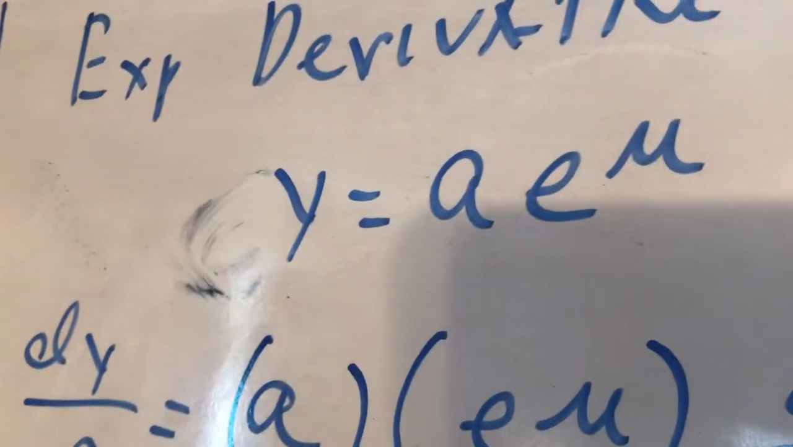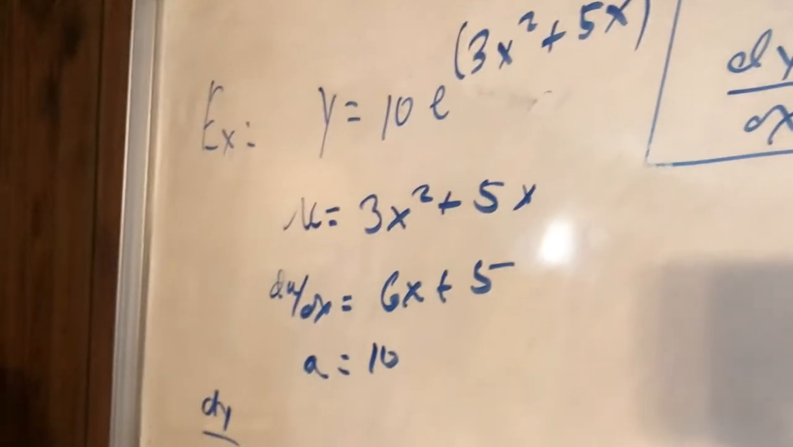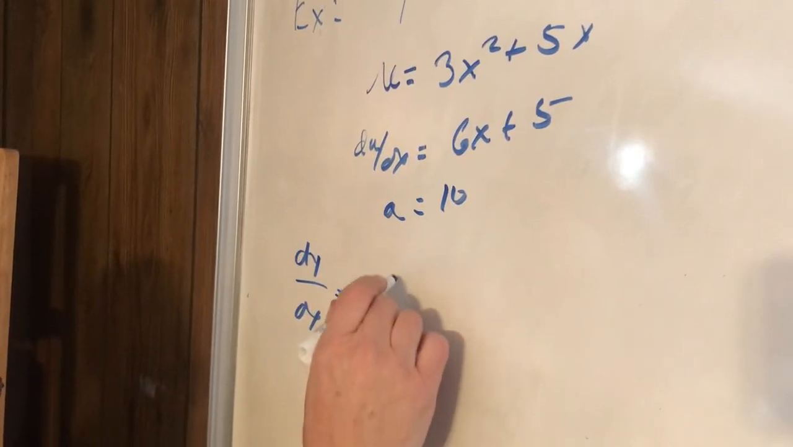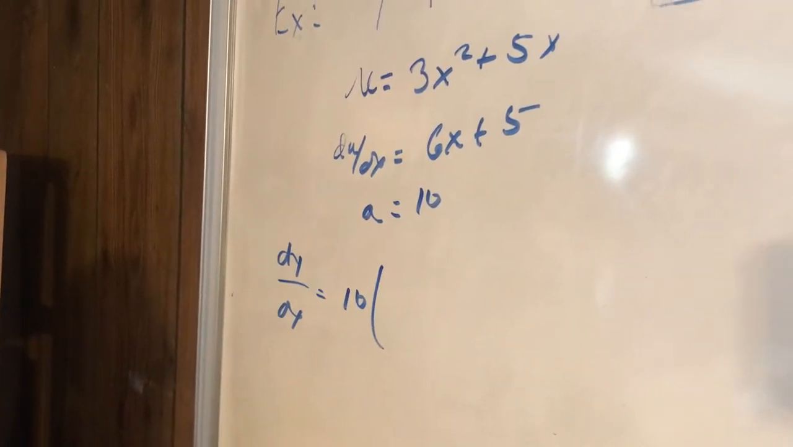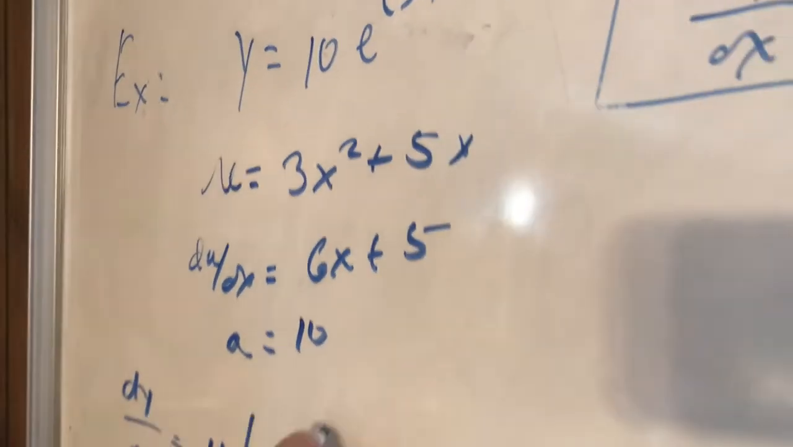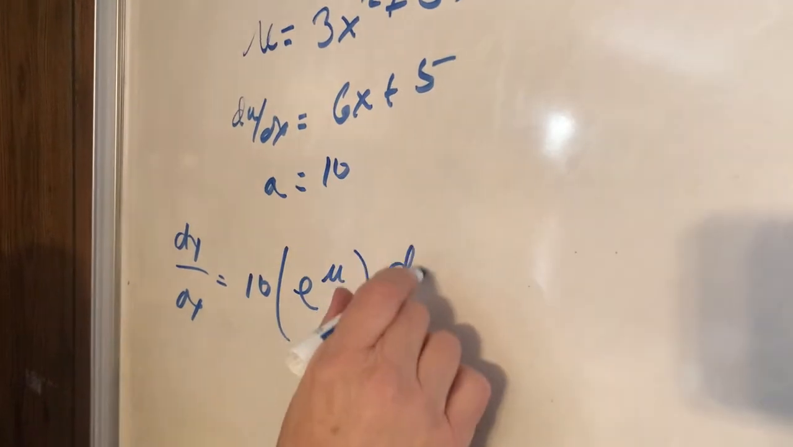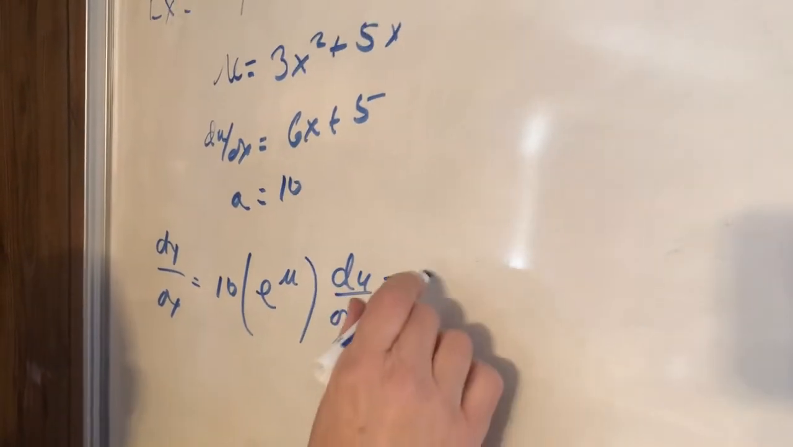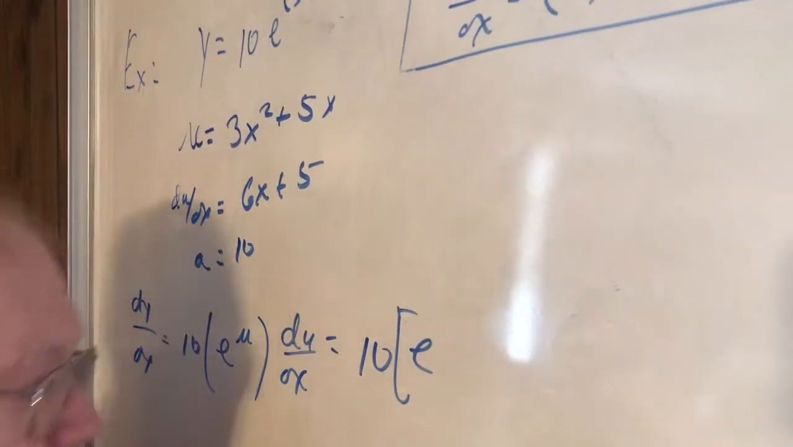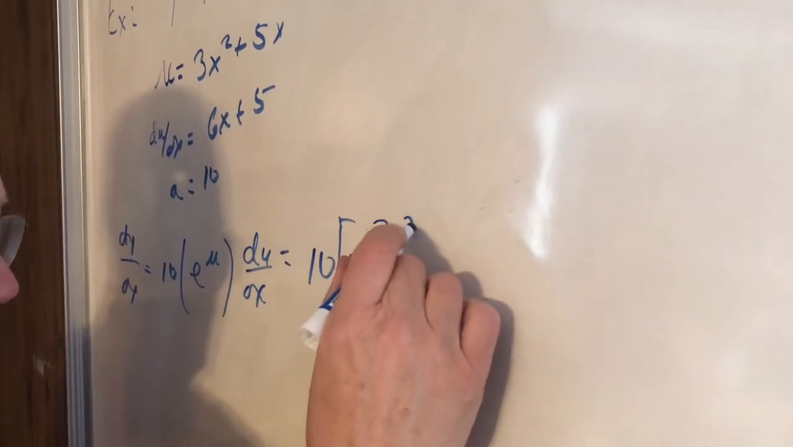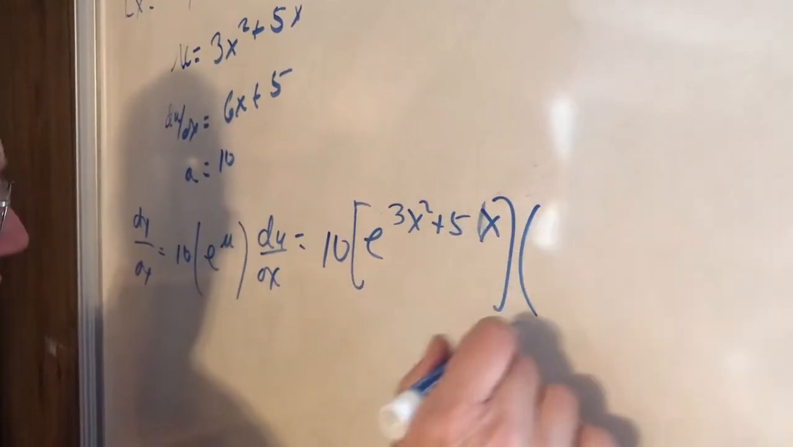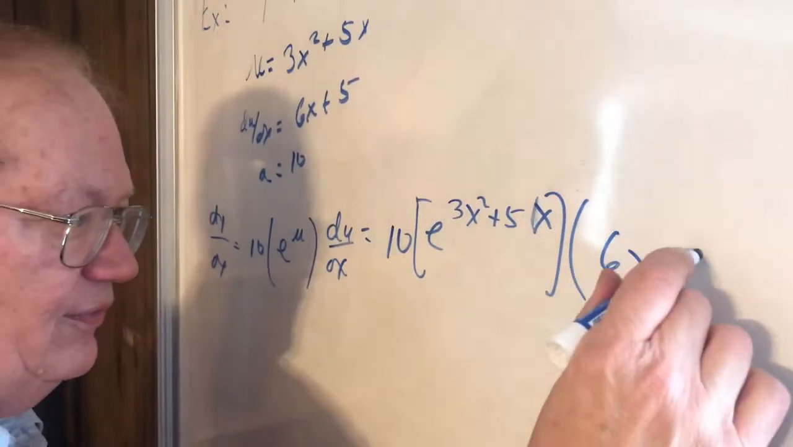So plugging it into my exponential rule right up there, dy dx is going to be a, which is 10, times e to the u, okay, times du dx. It's going to be 10 times e to the 3x squared plus 5x, right, times 6x plus 5.